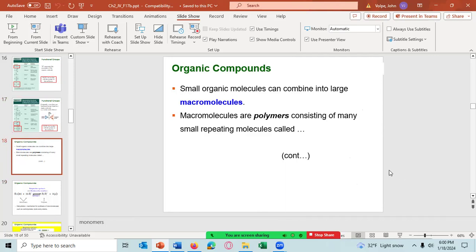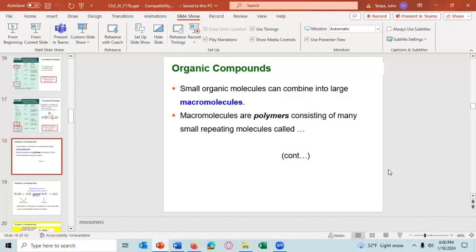Okay, when we're talking about organic compounds, it's important to realize that we have macromolecules, which are big organic compounds that can be made up of smaller molecules, and you can simply combine the small organic molecules to make the macromolecules. The macromolecules in biology are called polymers, consisting of many small repeating molecules that we call monomers. Actually, all of the polymers are made up of monomers.